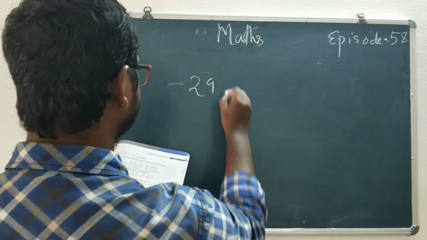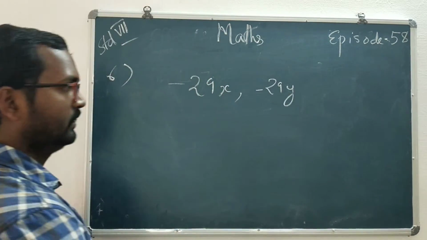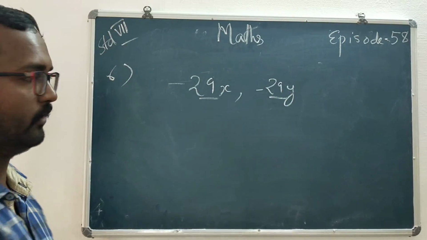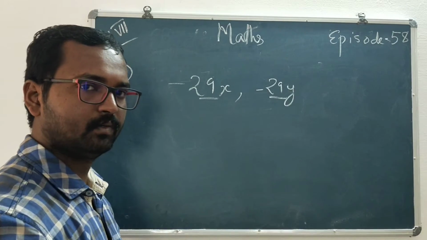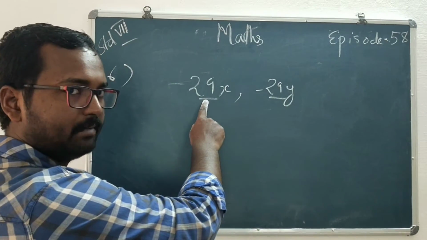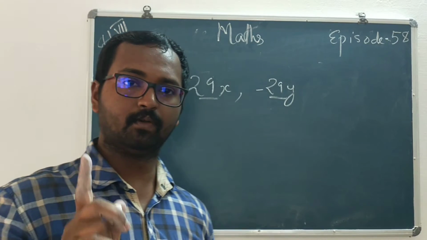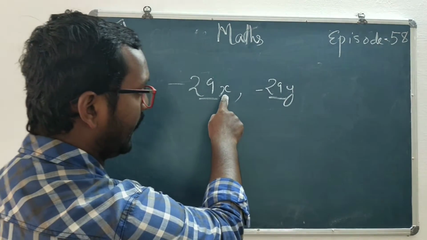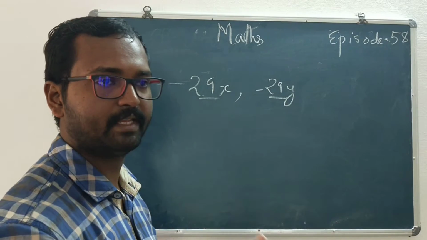Minus 29x, comma, minus 29y. Now see, although their coefficients are the same, here the variable is x, here the variable is y. So these are completely unlike terms, although the coefficient is the same. This is 29, minus 29, this is minus 29, they are the same, but because the numbers are the same, they are not like terms. It should be the variable and their power. Here the variable is y, here the variable is x, so they are completely different. They are not like terms, they are unlike terms.